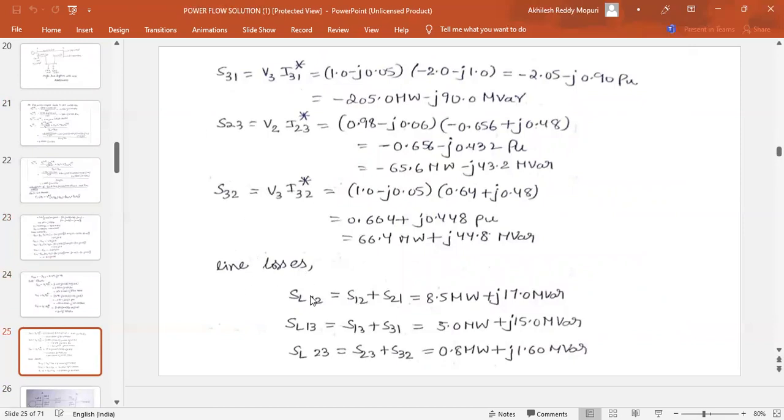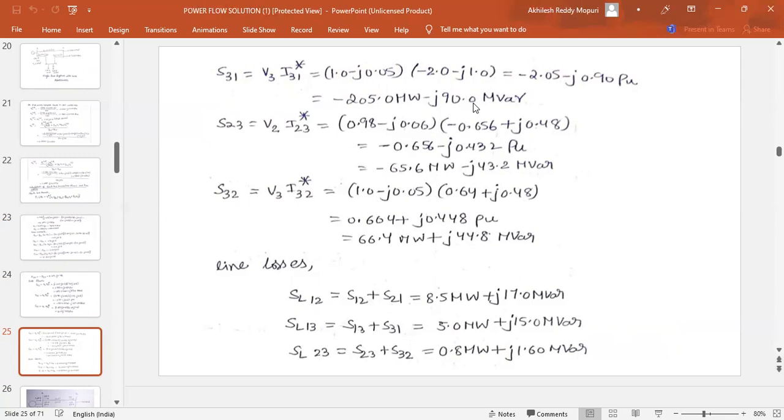Then line losses. Line loss SL12 is equal to S12 plus S21. I had derived all these things. I had explained the derivation in the previous video. Then SL13 is equal to S13 plus S31. SL23 is equal to S23 plus S32. With this, here actually I am calculating per unit values and multiplying with 100 to get the actual value.